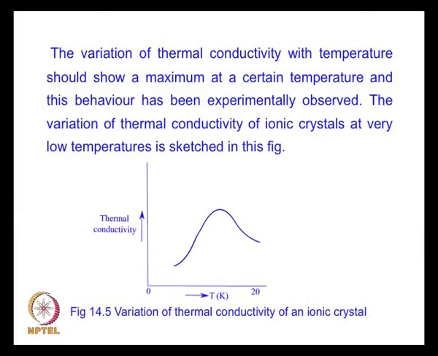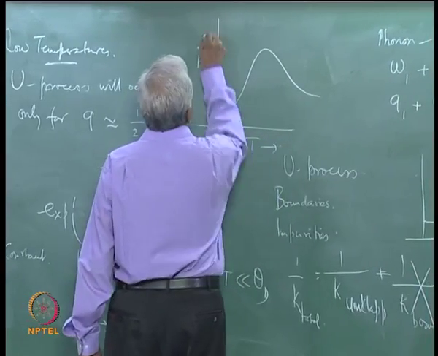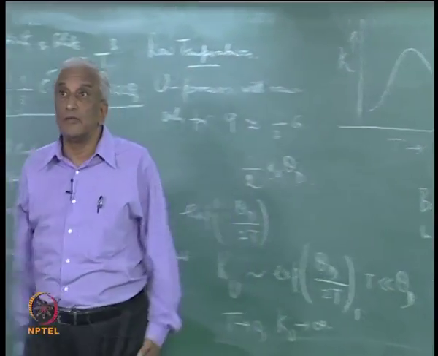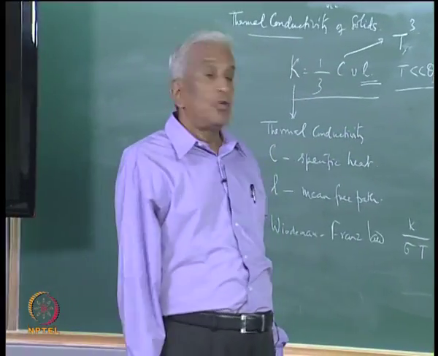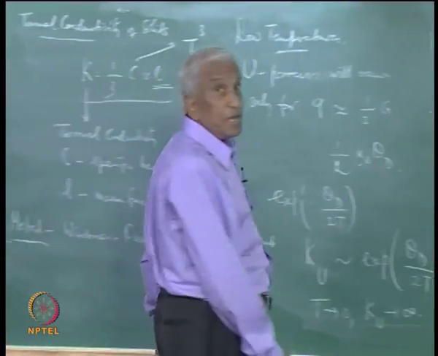So, it goes somewhat like this. You have a peak. This is the temperature dependence of the thermal conductivity of an insulator. Such a variation has been experimentally observed.